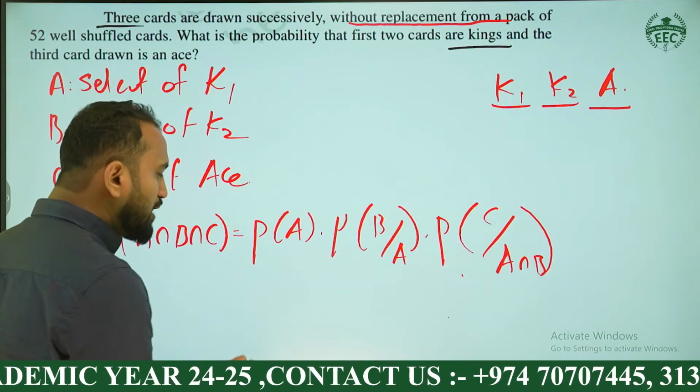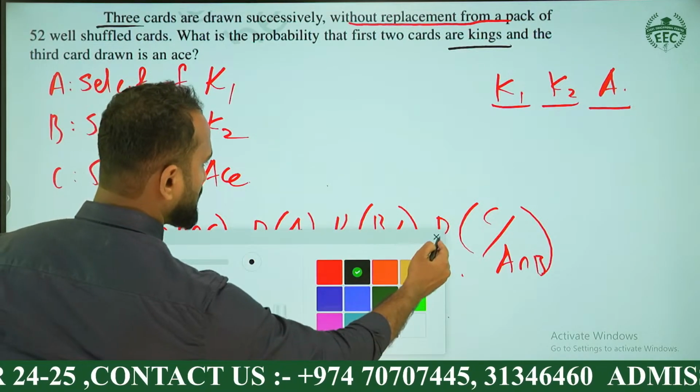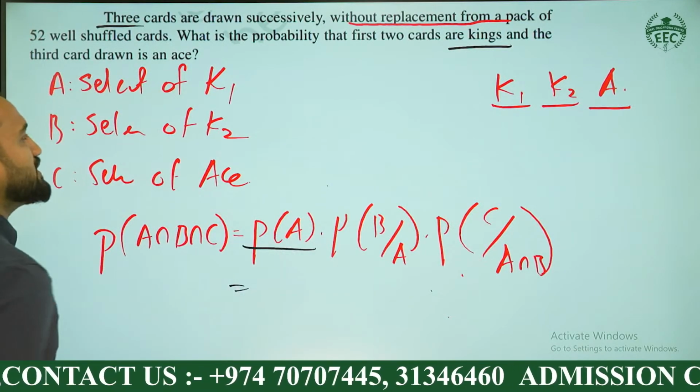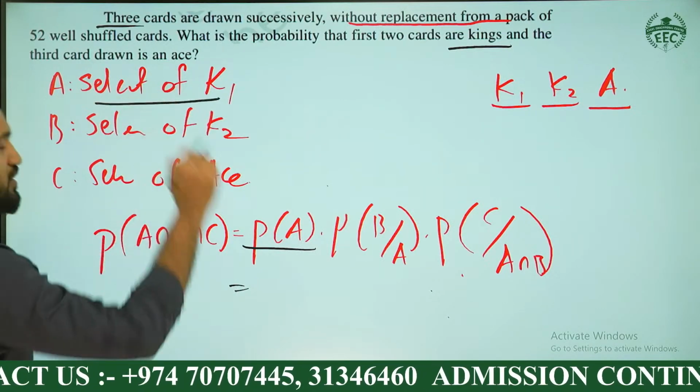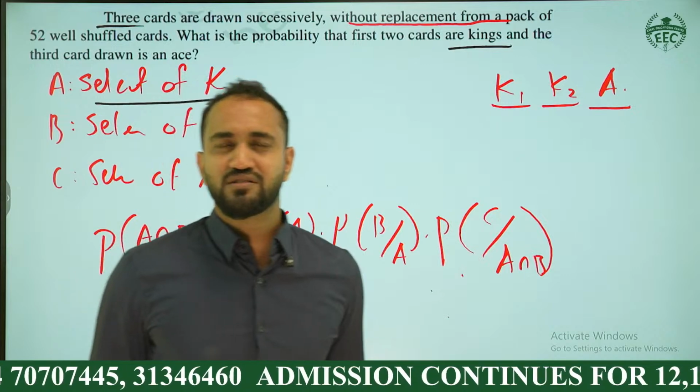People, just apply this concept based on the logic which you know. Number 1, P of A. What is the probability of selection of king 1, first king? By the way, how many kings are there in the deck of 52 cards?